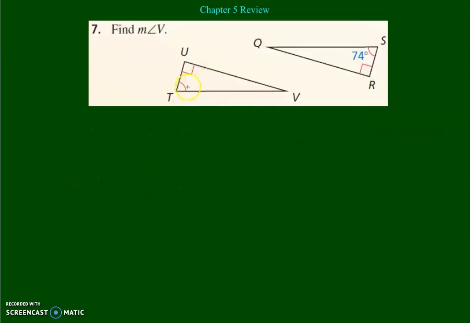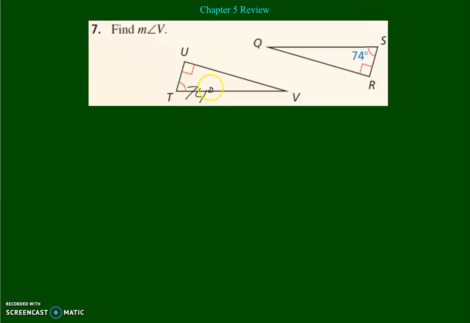So problem 7 is yet another example of the corollary to the triangle sum theorem. We have two right triangles here. We have angle S is congruent to angle T because of this little mark here. And they give us that angle S is 74, which means that angle T is 74 degrees because those two angles are congruent. So because this angle is 74 degrees, let's just put that in there so that we don't forget it.